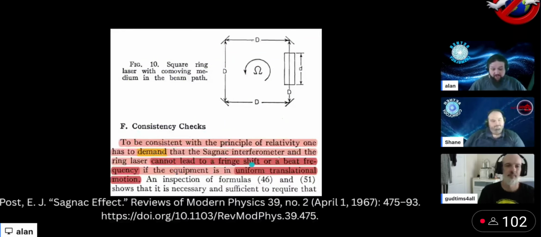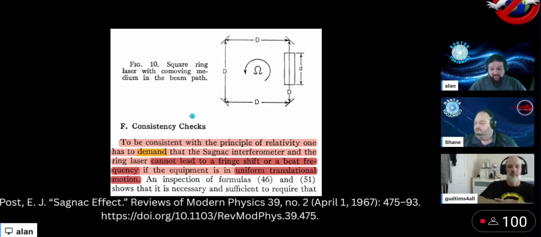And then this whole debacle was actually noted by a man named Post in 1967 on the Sagnac effect. And he talks about the consistency of relativity, and the mathematical implications, because he was trying to add his own.